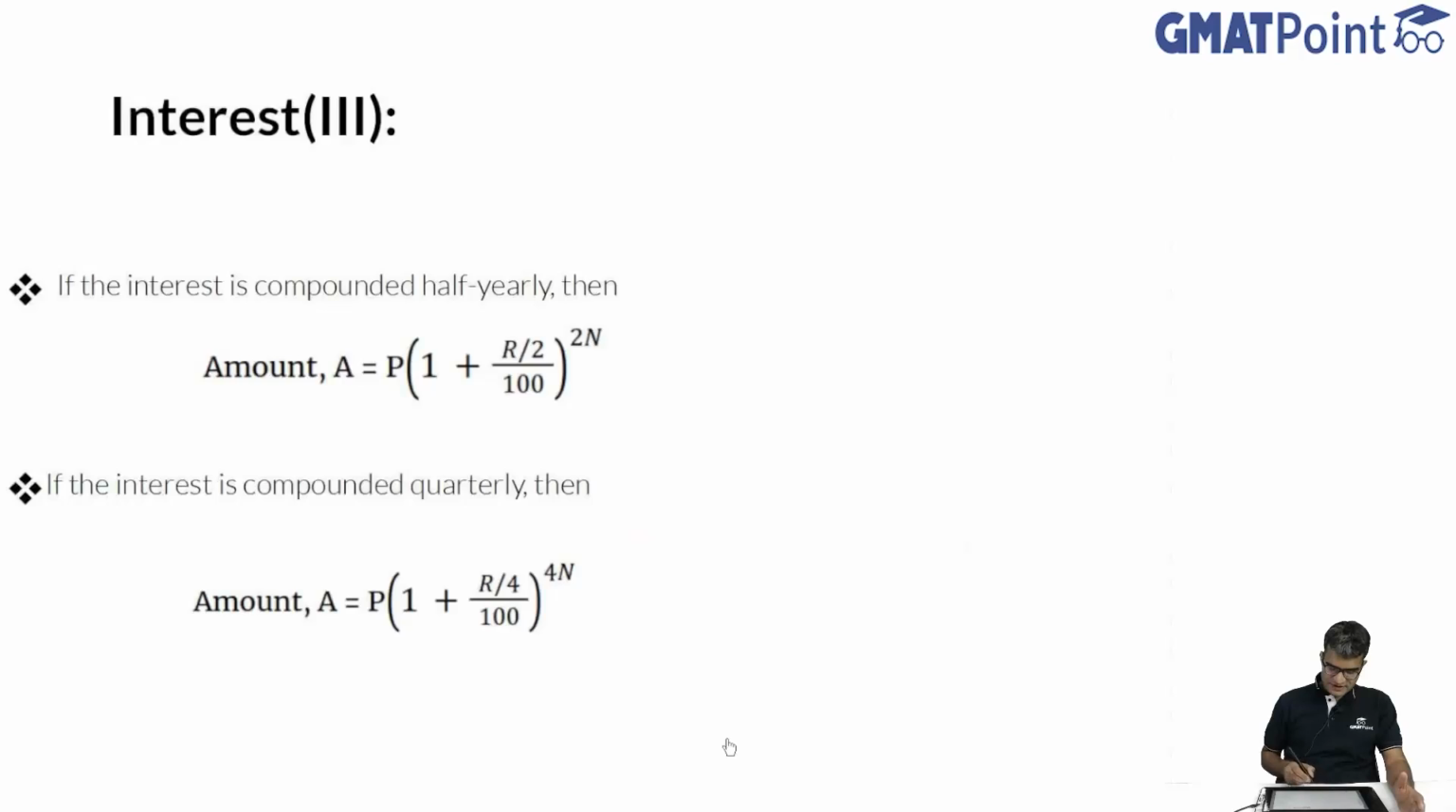This involves compound interest, but this is not calculated yearly. The interest is compounded either half yearly or quarterly. Earlier in the examples that we looked at, we said that 100 rupees accumulates an interest of 10 rupees. Therefore, the principal for the second year will be 110. But here, the interest is being added back to the principal in the first case every half year. And in this case, it is added back every quarter year.